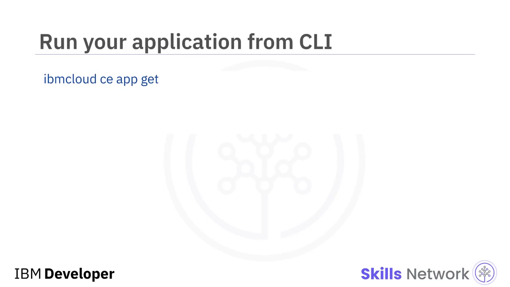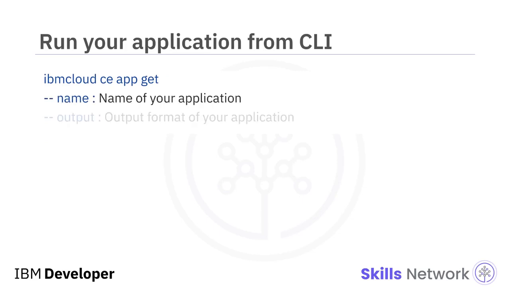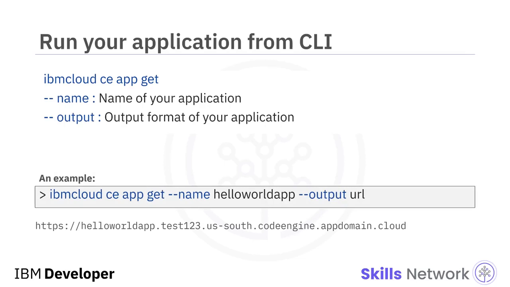Now, after the application is created and deployed, you can run and test your application using the ibmcloud ce app get command, which has two main arguments: the name of your application and the output format of your application, such as a URL. Here let's see an example to get the output of the previously deployed application, Hello World App. You call ibmcloud ce app get with the app name, and you specify the output format as URL. Then you can see the publicly accessible URL of your application from the command output.